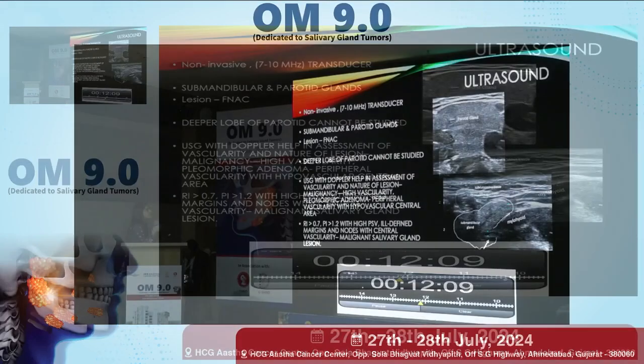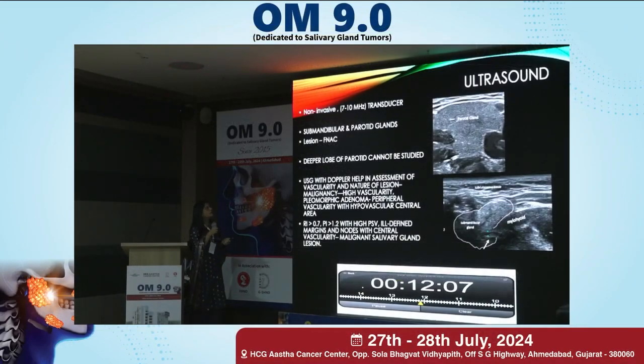Then ultrasound, this is the go-to investigation. It is done with a high frequency probe. The submandibular gland and the parotid gland are rich in fatty tissue, so they appear hyperechoic. The important thing is the deep lobe of the parotid gland cannot be seen on ultrasound. For that, MRI is a better modality.